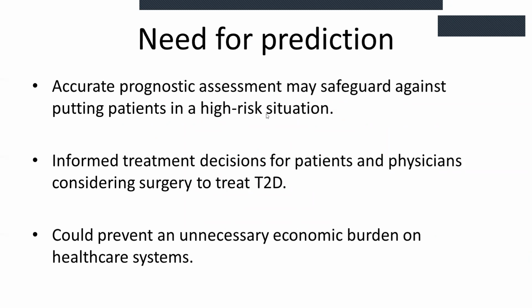For example, if we can predict that such a patient will remit diabetes if he undergoes this particular surgery, then it would be a good thing to tell the patient what are his chances of remission once he undergoes surgery. So this allows us to take informed treatment decisions for both patients and physicians, especially when considering surgery to treat type 2 diabetes. This could, in a way, prevent unnecessary economic burden on the healthcare systems.